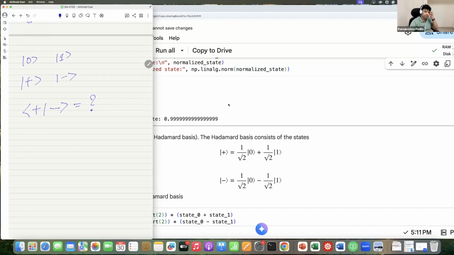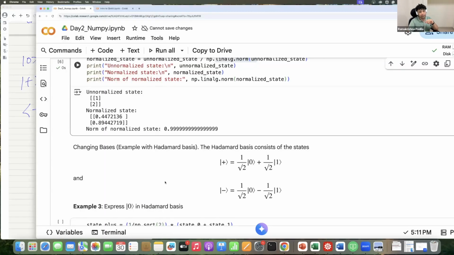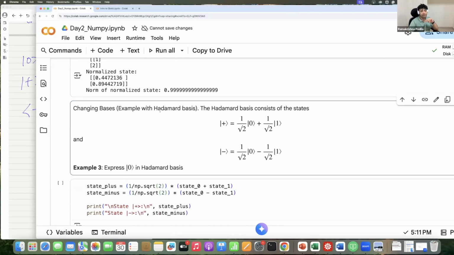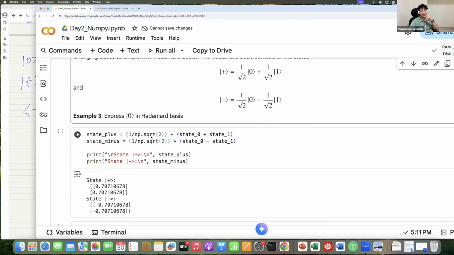So please make sure that it should be 0, right? Because it is orthonormal, right? And if we want to check that, we can quickly check after we define the states. So we define state plus as 1 over square root 2, state 0, state 1, and then state minus as state 0 minus state 1.